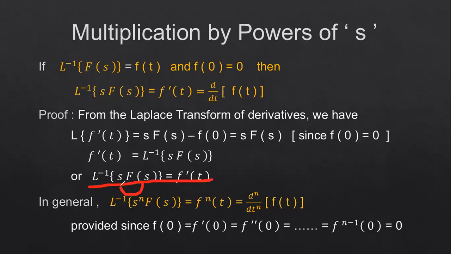When the f of s function is multiplied by s, then simply you have to convert this f of s into f of t and do the differentiation. Either one time or two times, depending upon the s power. If you have s, then you do one derivative; if you have s squared, two derivatives; s cube, then you perform three differentiations. Now we will see a problem on this multiplication by powers of s method.